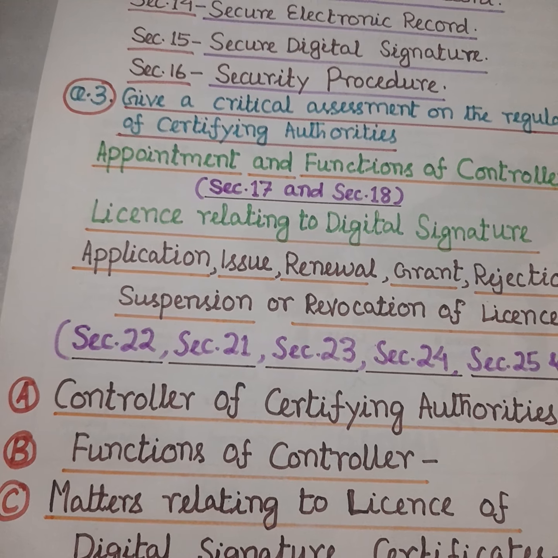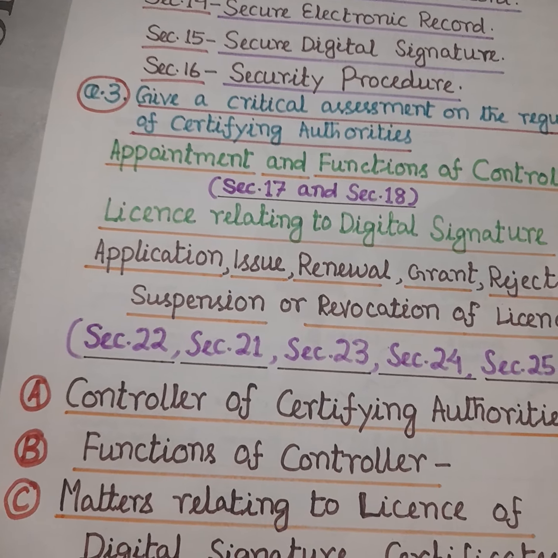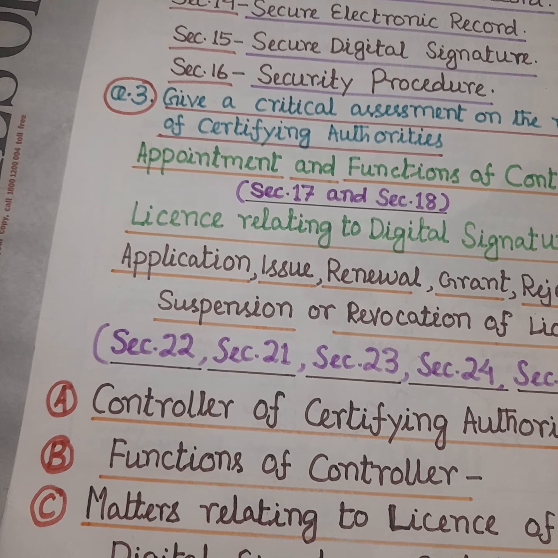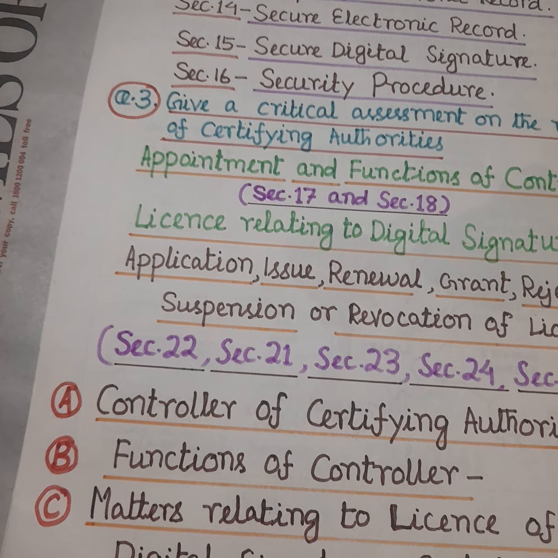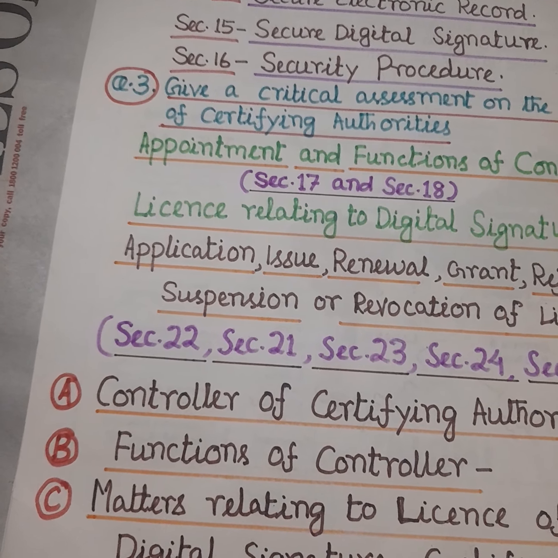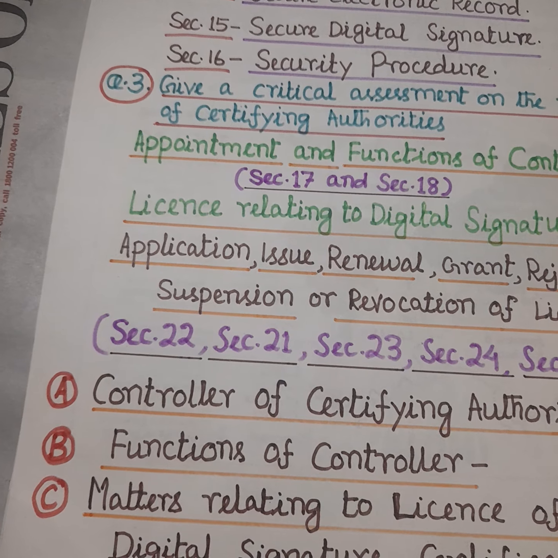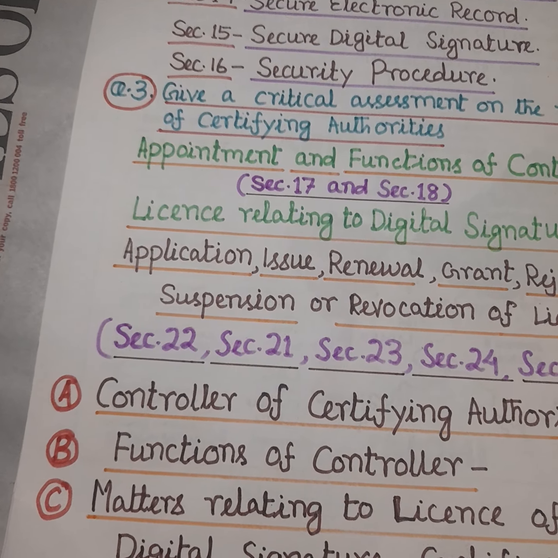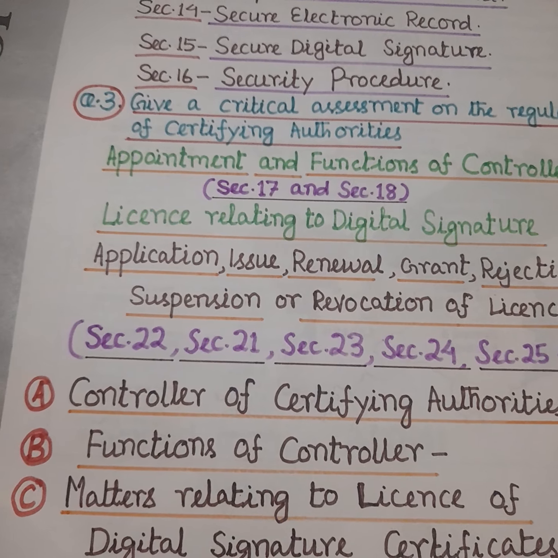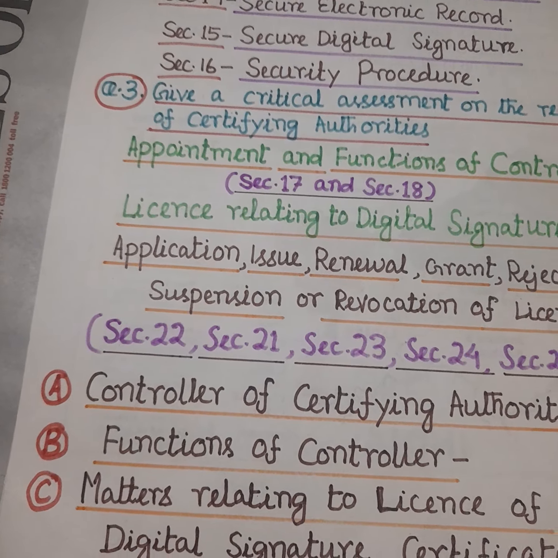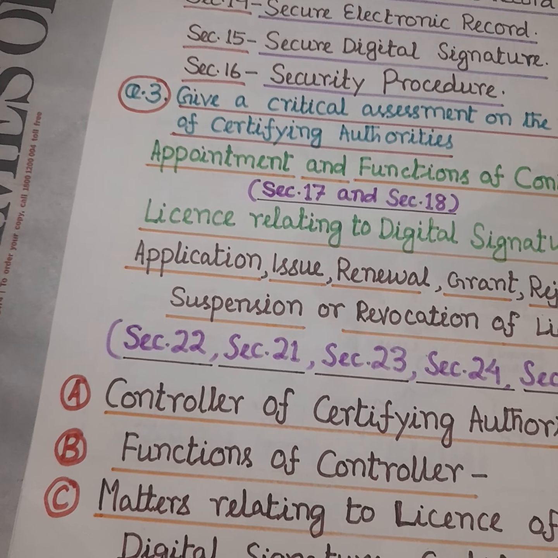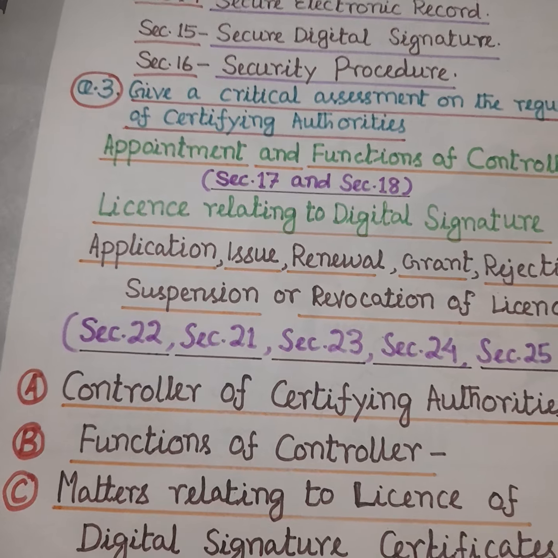And Section 15 of the Act provides regarding secure digital signature. If by application of a security procedure agreed to by the parties concerned, it can be verified that a digital signature at the time it was affixed was unique to the subscriber affixing it, capable of identifying such subscriber, created in a manner or using a means under the exclusive control of the subscriber, and is linked to the electronic record to which it relates in such a manner that if the electronic record was altered, the digital signature would be invalidated, then such digital signature shall be deemed to be a secure digital signature.